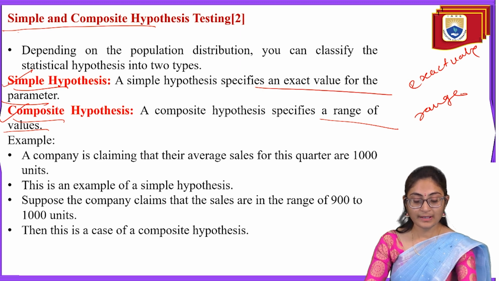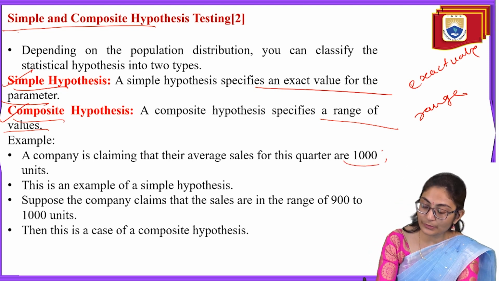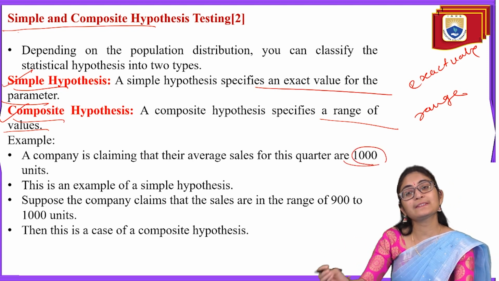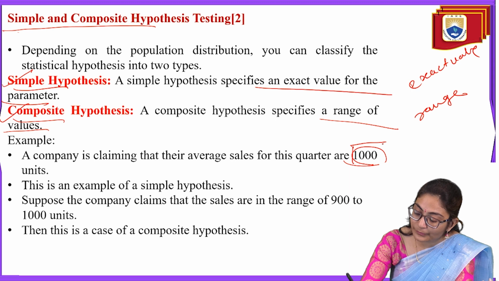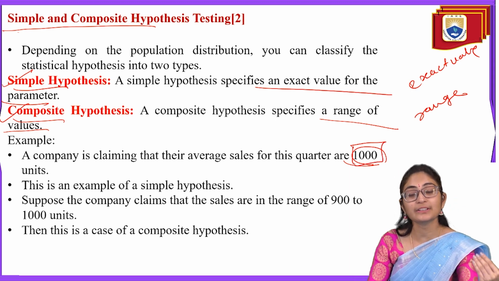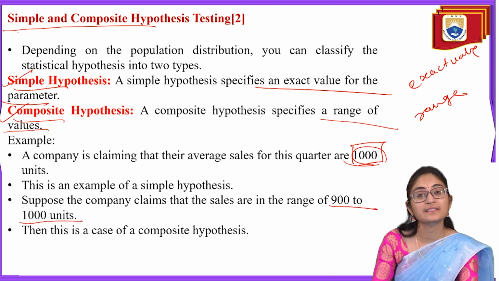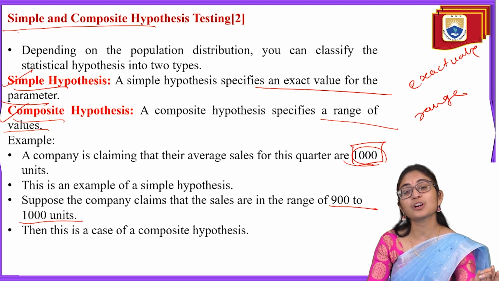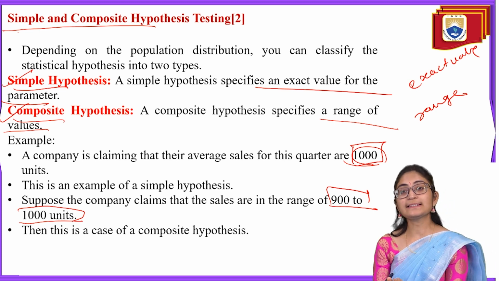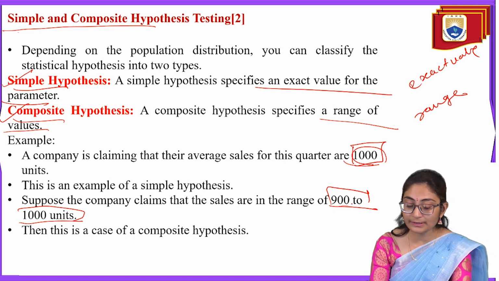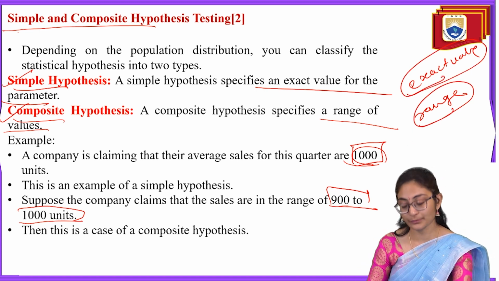Let's take an example. A company is claiming that their average sales for this quarter are 1000 units. This is an example of a simple hypothesis. Why are we saying it is a simple hypothesis? Because it is showing one exact value. And suppose the company claims that the sales are in the range of 900 to 1000 units. So it is an example of a composite hypothesis, because it's showing a range. In composite, we show the range. In simple hypothesis, we show the exact value.